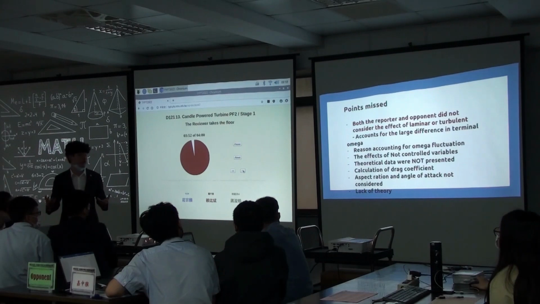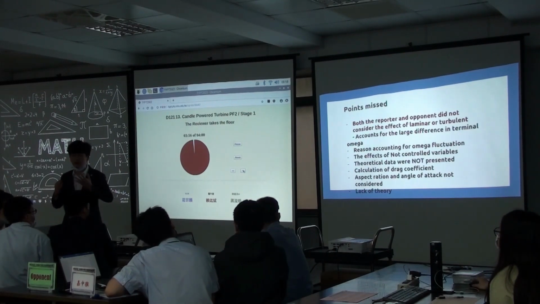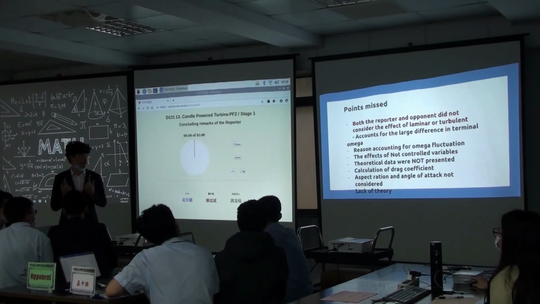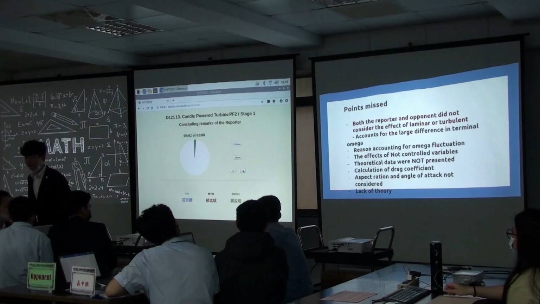And they also didn't consider the aspect ratio and the angle of attack, since the main reason for turbines to turn is the angle of attack. Thank you.